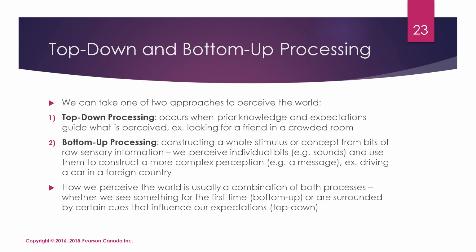An example of top-down processing might be looking for a friend in a crowded room. You don't just scan the room and look randomly at people. You have an idea in your mind of who you're looking for, right? So you're engaging in top-down processing because you already have in mind what you're looking for, and you're basically searching from that image in your mind.